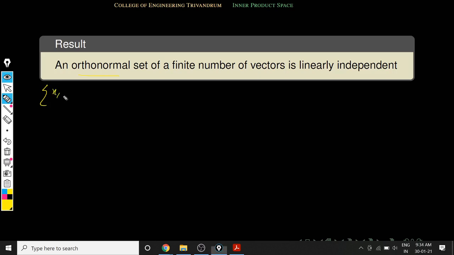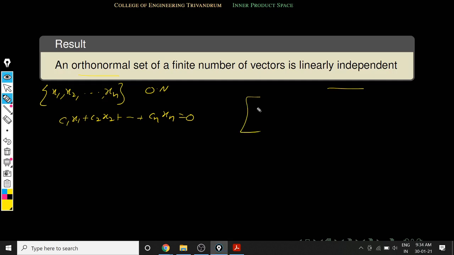If you consider a set x1, x2, ..., xn, and we assume that this is orthonormal, we have to show that this set is linearly independent. Linearly independent means we consider c1 x1 plus c2 x2 plus ... plus cn xn equal to 0. It is linearly independent only if all the ci are 0. So we have to show that c1 equal to c2 equal to ... equal to cn equal to 0, then linearly independent. You got it?